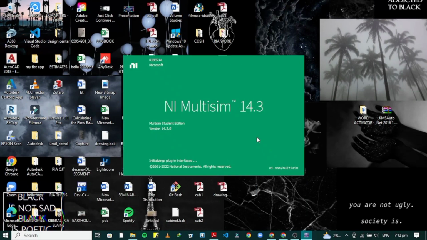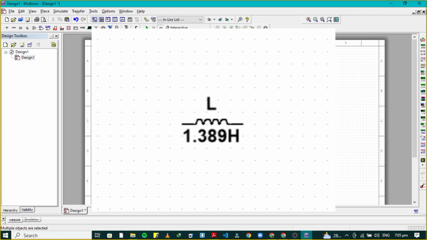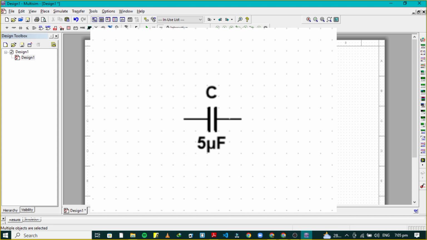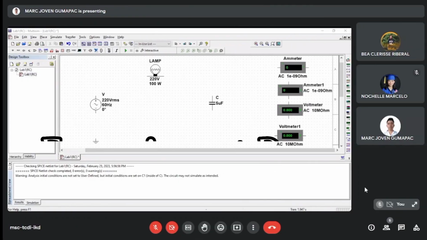These circuits will be explored in this experiment using the Multisim software. Materials are a 100 watts lamp, 1.389 Henry inductor, 5 microfarad capacitor, AC supply, ammeter, and voltmeter.